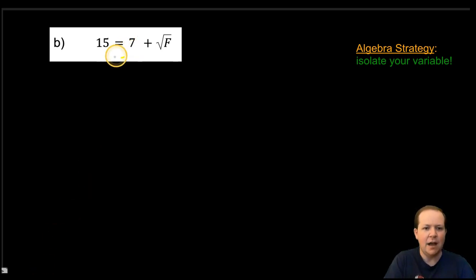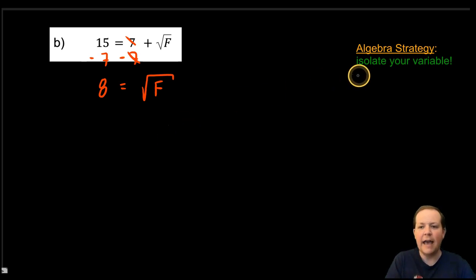Let me change colors. I'm going to subtract 7 from this side. That means I'm going to subtract 7 from this side. Well, 15 minus 7, that's equal to 8. And then what's left over here? This 7 just got canceled out, so I'm left with the square root of f. Again, I want to isolate my variable. I just want f. I want to find out what f is equal to. I don't want what the square root of f is, so I've got to get rid of this square root.